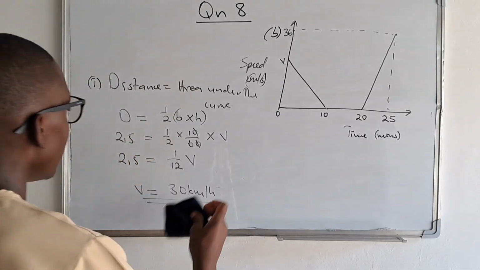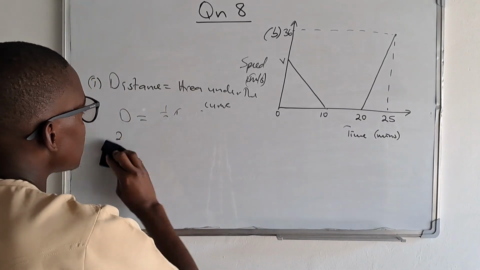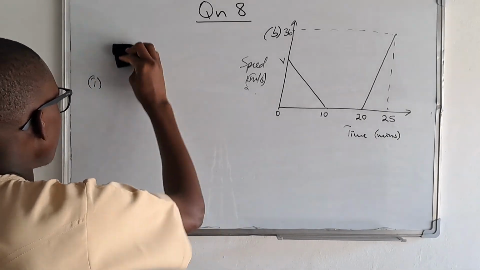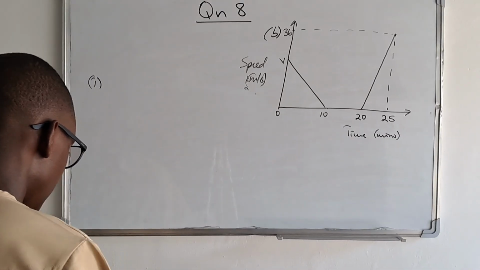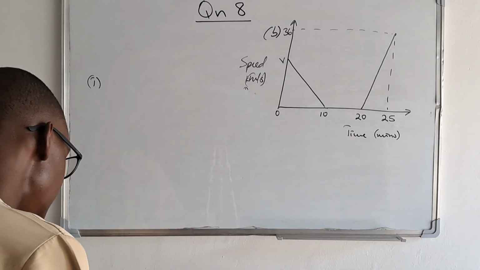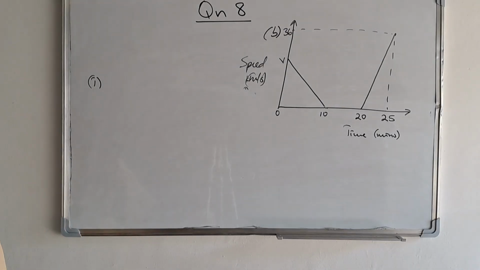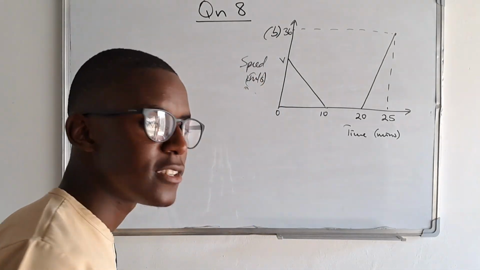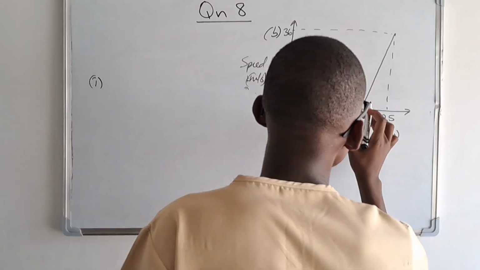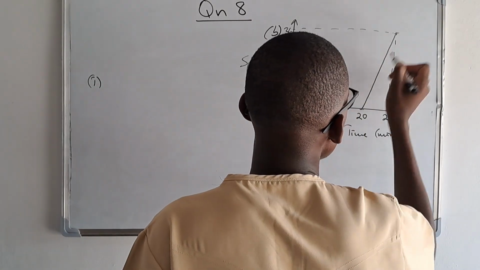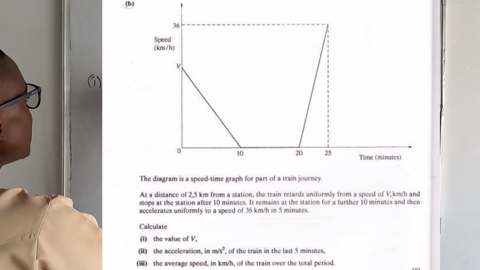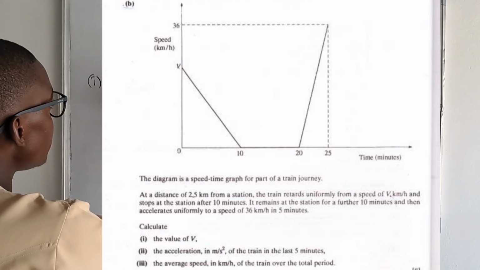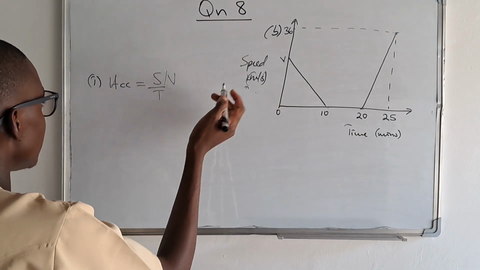Moving forward, we are looking at item number 2. Let us look at item number 2. The acceleration in meters per square second of the train in the last 5 minutes. Where did the train accelerate? It accelerated from 20 here to this part. How do you calculate? Remember, acceleration is equal to speed over time, or velocity over time.